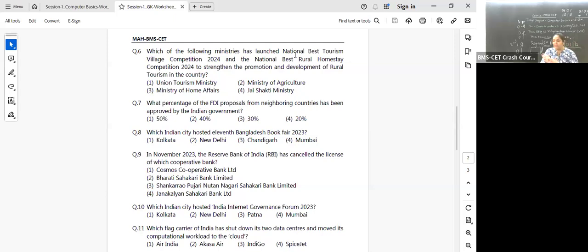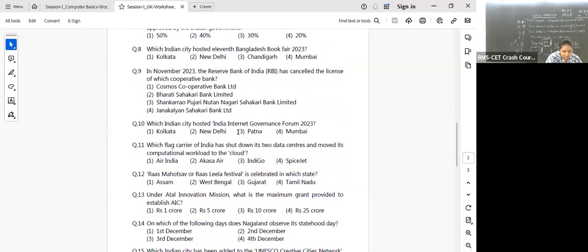Please mark 50%. 50%. Okay. Next one, which Indian city hosted 11th Bangladesh Book Fair 2023? As I said, previous years, like you have to talk about current affairs up till past 1 year also. Okay, so it's option A, Kolkata.